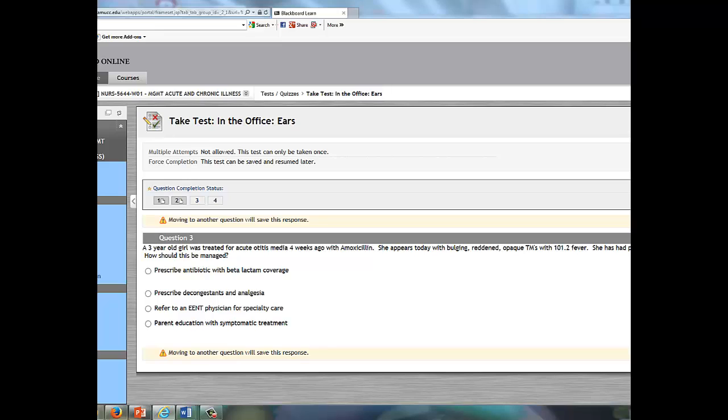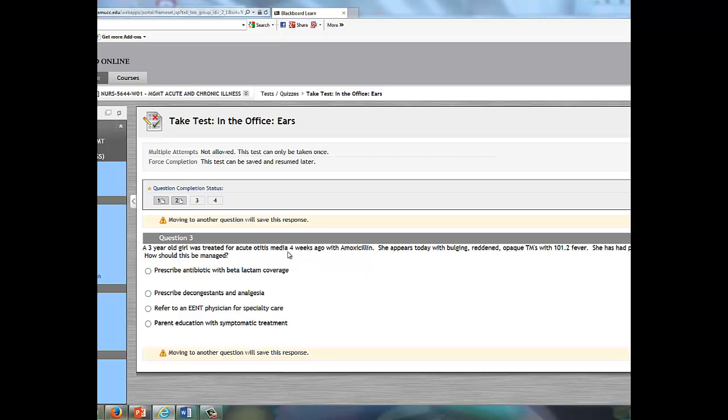Okay. A 3-year-old girl was treated for acute otitis media 4 weeks ago with amoxicillin. She appears today with bulging, reddened, opaque TMs with a fever of 101. I'm going to say she has acute otitis media based on that assessment. She has had pain with difficulty sleeping times 2 days. Not important. Okay. She's hurting though. Hurting is important, because that's one of those diagnostic things that you're going to take into consideration, fever and pain, when you make your antibiotic selection.